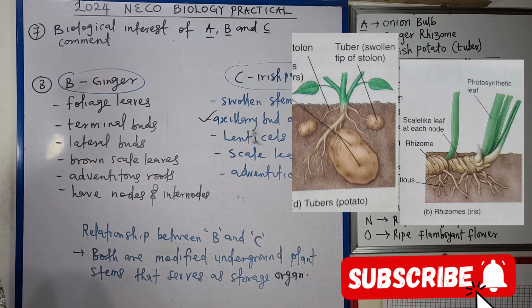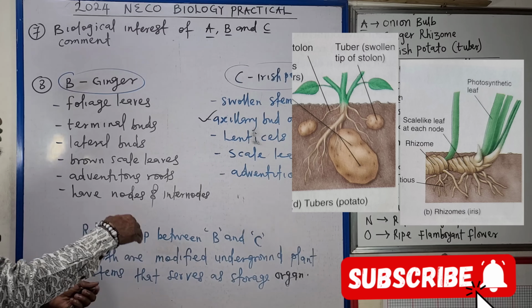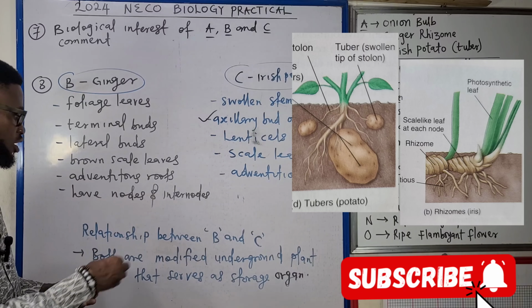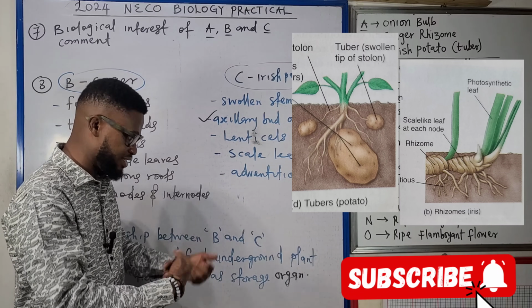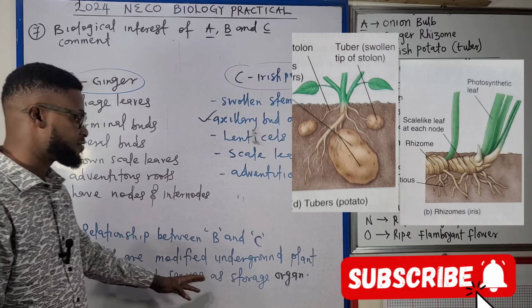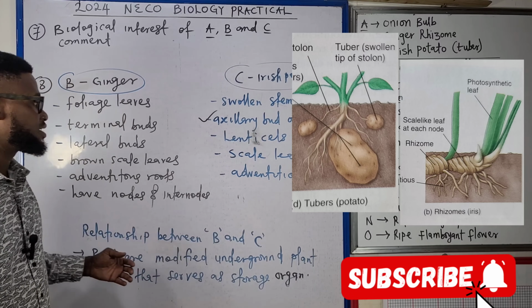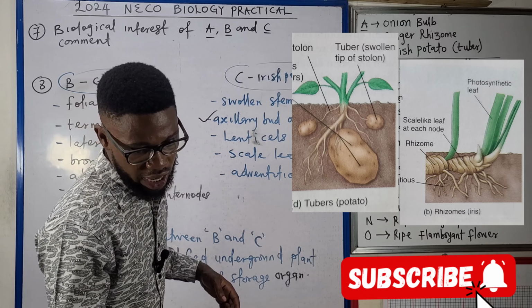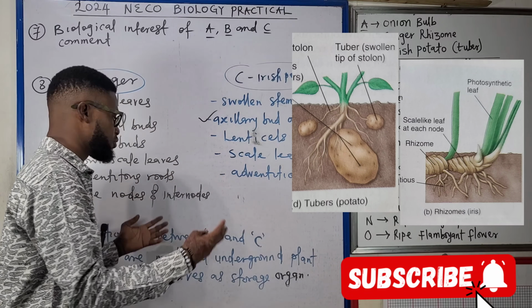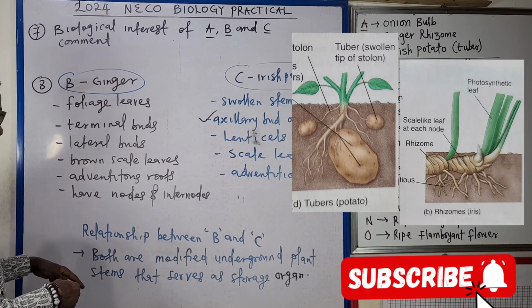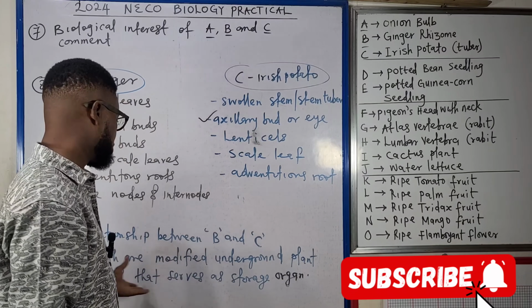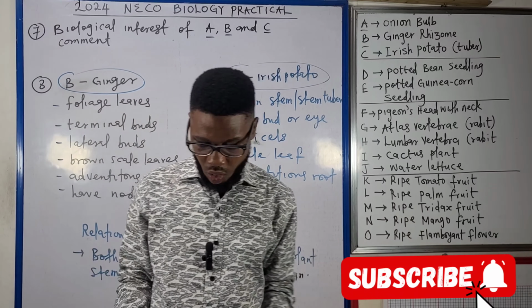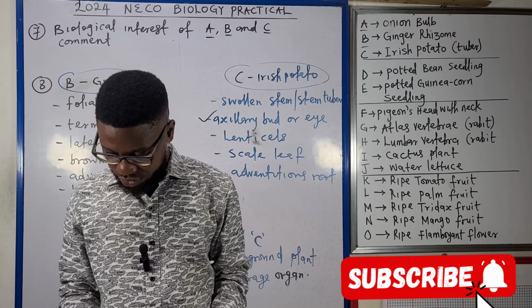underground plant stems. You see the rhizome is always on the ground, and the Irish potato itself is going to be underground. So they are both modified underground plant stems that serve as what? Storage organs, so that when the terminal bud and the leaf in both cases photosynthesize, food is sent to them for storage. So they are just modified underground plant stems that serve as storage organs. And that ends that question.